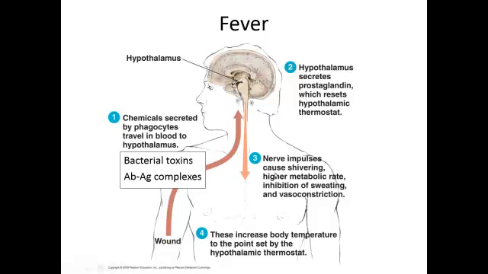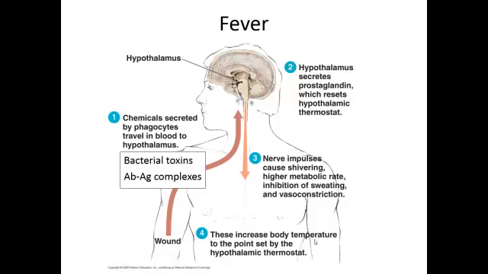So this causes shivering, a higher metabolic rate, inhibition of sweating, which leads to increasing your core temperature, and vasoconstriction. In other words, you've already had inflammation to the area. We're causing vasoconstriction in other areas so that we can keep the heat in the core. This increases the body temperature to the higher point, which is fever.